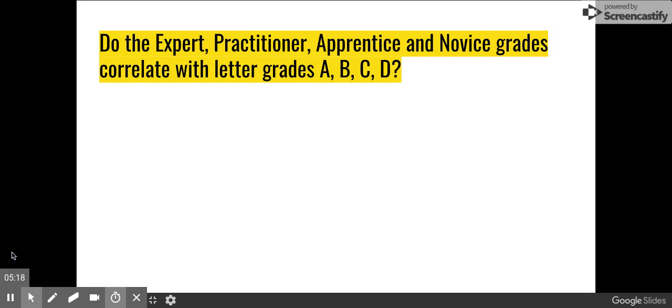Now, this concept is important to understand. Do expert, practitioner, apprentice, and novice translate into the letter grades of A, B, C, and D? And the answer is no. Avoid making the mistake of trying to translate a standards-based grade into a traditional letter grade. To truly understand what the grade means, take the time to understand the rubric.